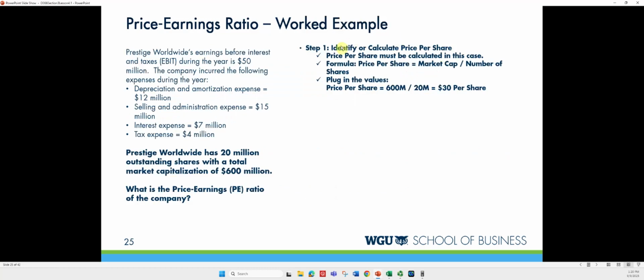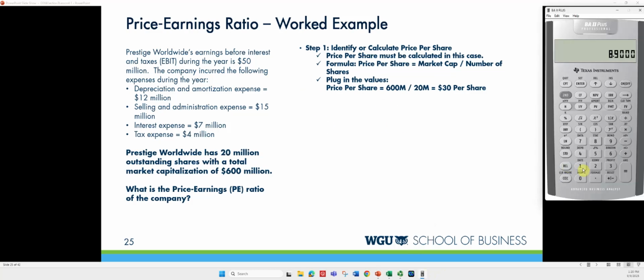So the first step is we have to identify or calculate the share price. Now, it's not given to us here, but we have the market capitalization information and the number of outstanding shares. So we're going to take our market capitalization divided by the total number of shares. So again, everything's in millions, so we can use this as a common scale here. So we're going to take our 600 million divided by our 20 million shares, and we get a price per share of $30 per share.